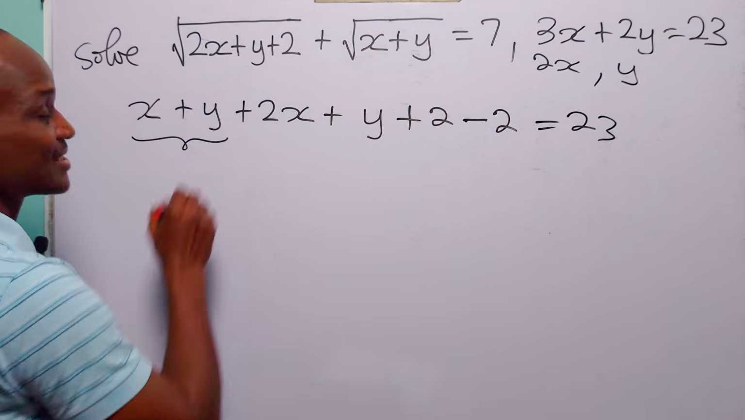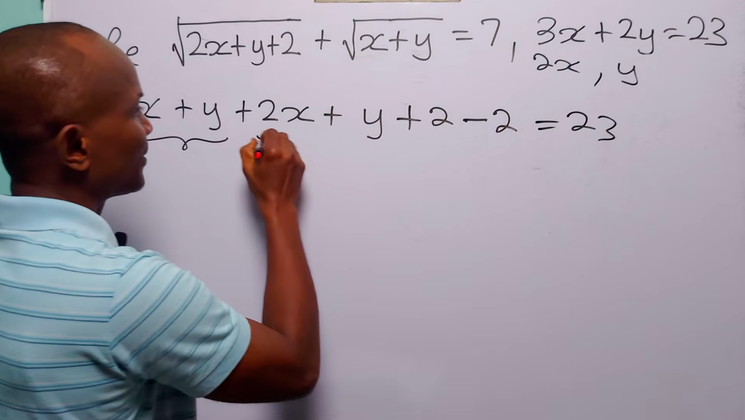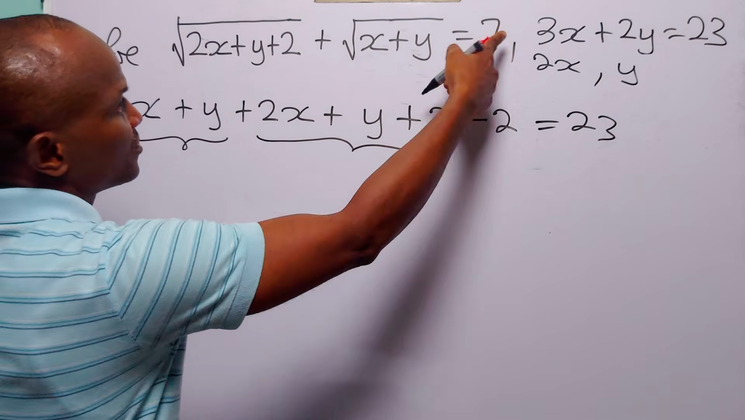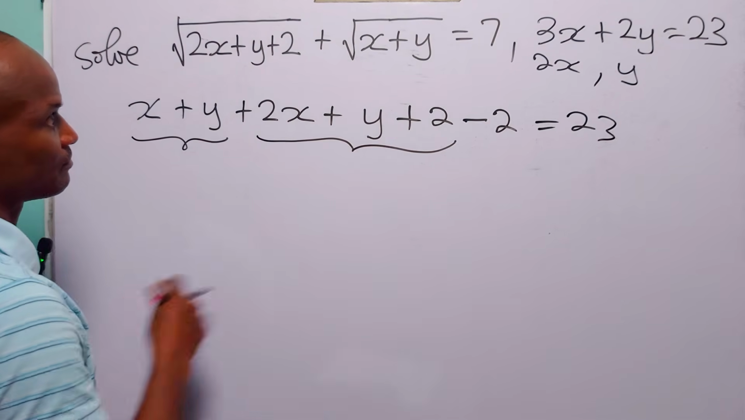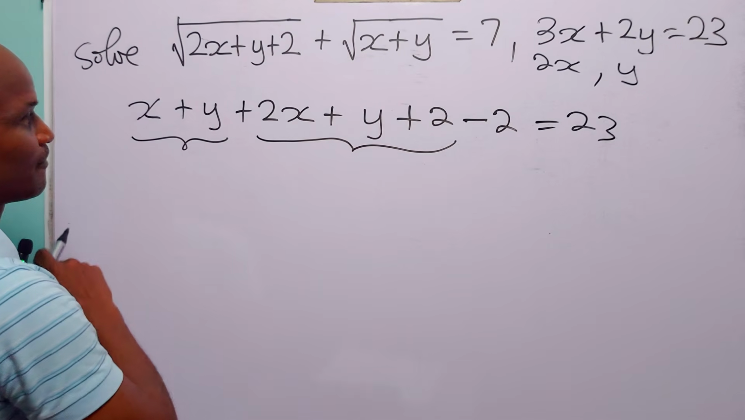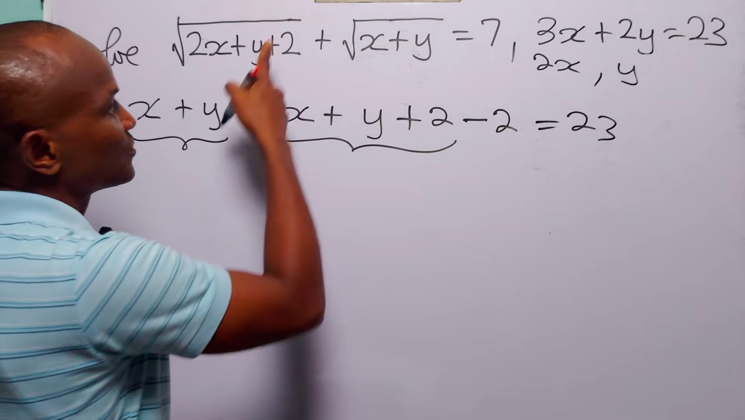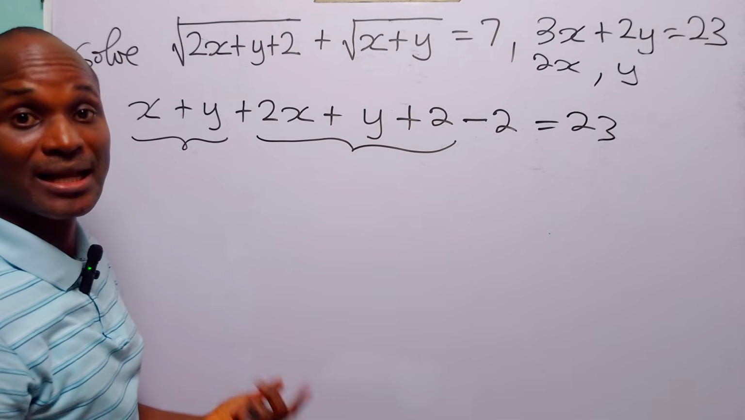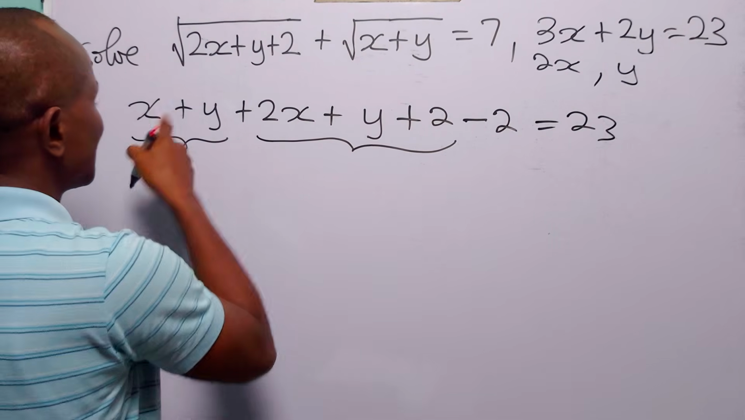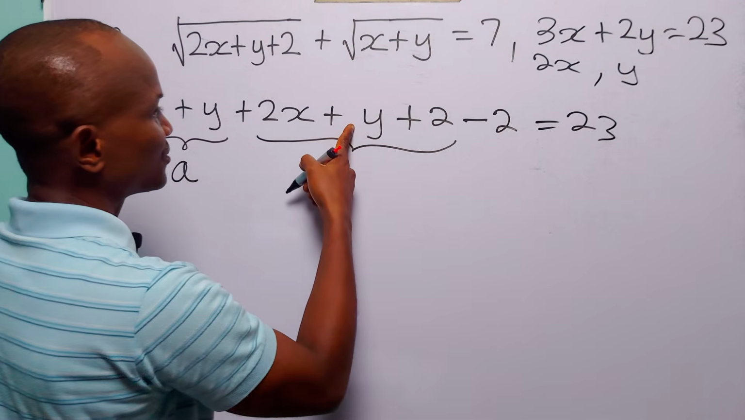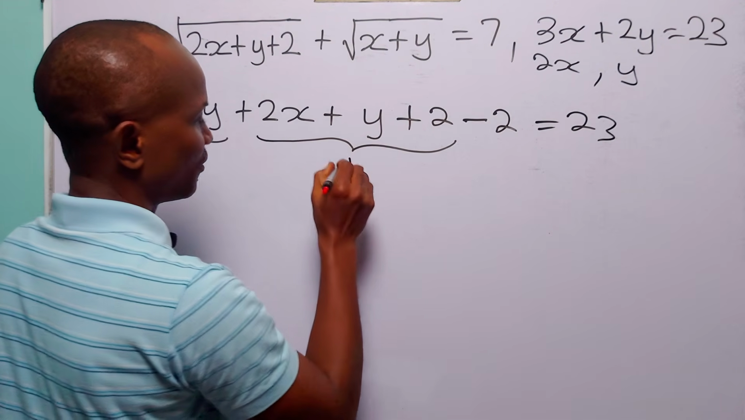Now here we have x plus y. Here we have 2x plus y plus 2. Now let us look at the first equation. x plus y, 2x plus y plus 2. To simplify these two equations, let us do a substitution. Let us call x plus y a, and let us call 2x plus y plus 2 b.